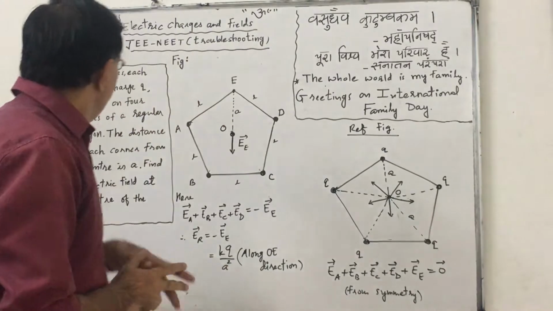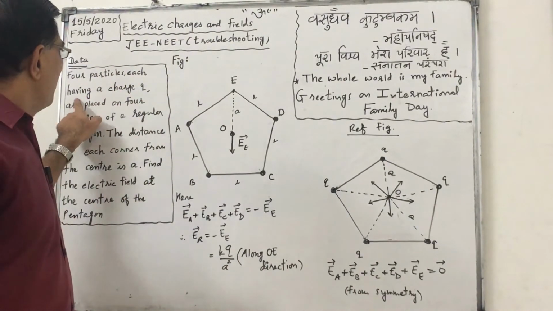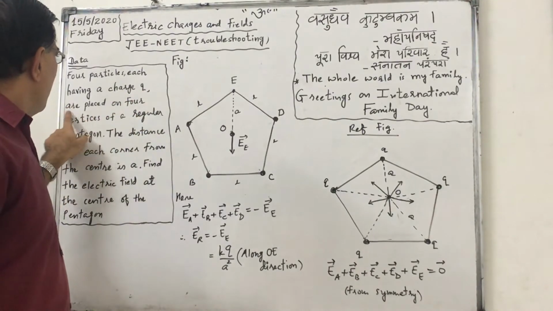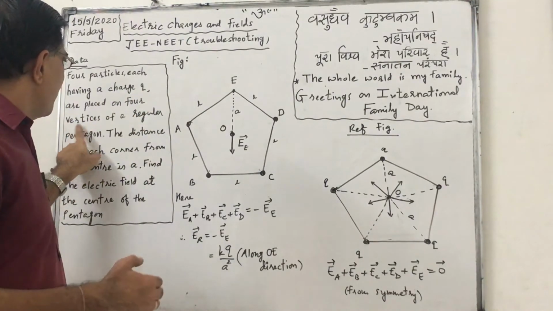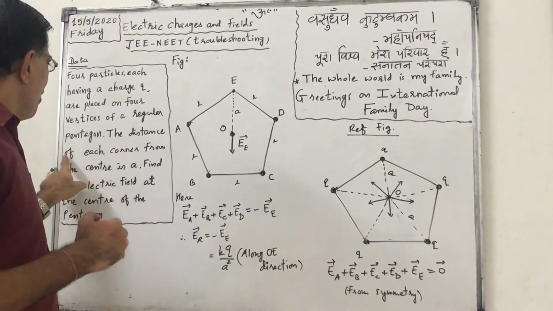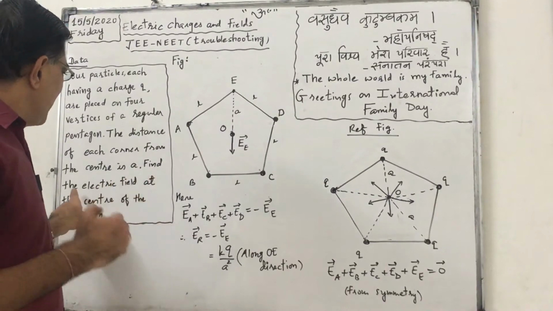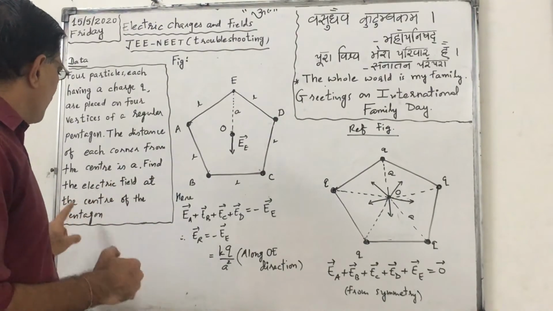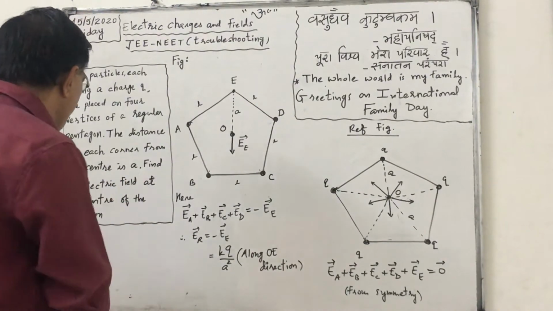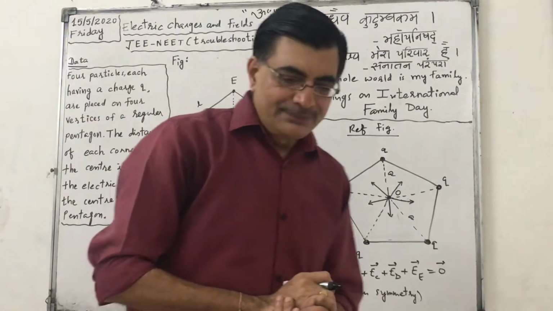The data is: 4 particles, each having a charge small q, are placed on 4 vertices of a regular pentagon. The distance of each corner from the center is small a. Find the electric field at the center of the pentagon. Okay, this is the data.